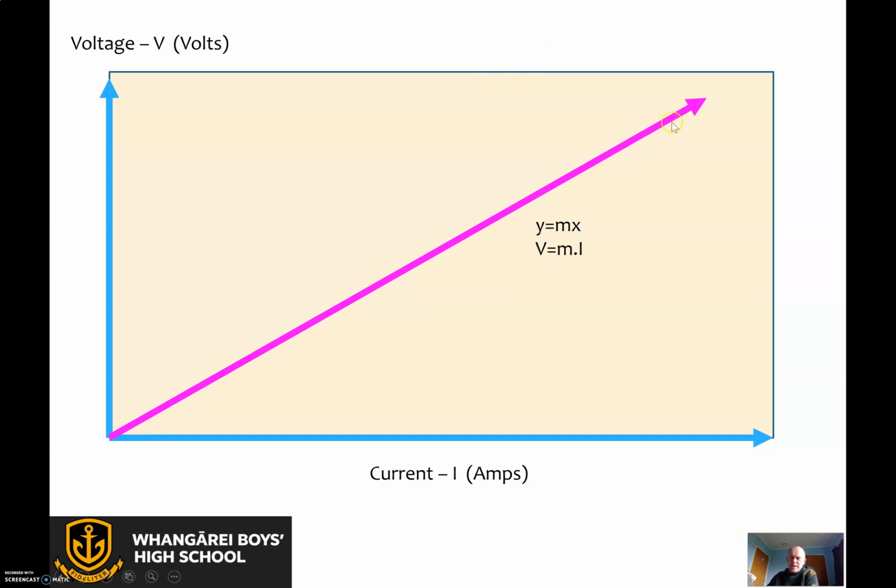The gradient tells you how tough it is to get electricity through. If you've got a very flat line, a very low line close to the x-axis, you don't need many volts to push a lot of current through. If, however, you have a very, very steep line, then you need lots of volts to push a small number of amps through. And so therefore, we call that the resistance. But instead of V equals RI, it's normally remembered V equals IR. It rolls off the tongue better.